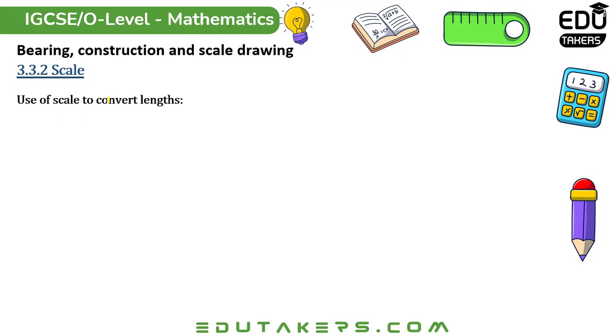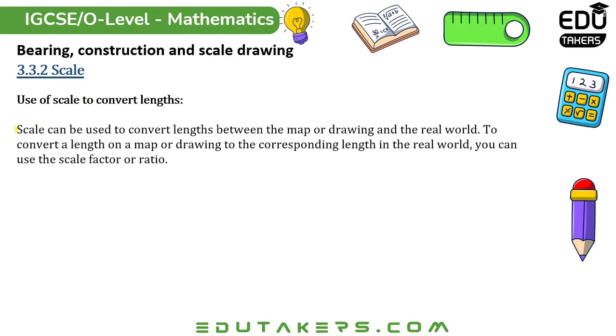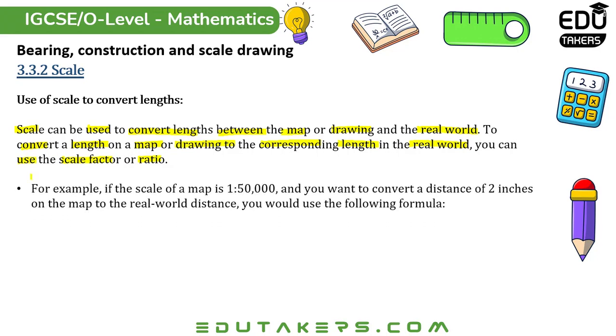Use of scale to convert lengths. Scale can be used to convert lengths between the map or drawing and the real world. To convert a length on a map or drawing to the corresponding length in the real world, you can use the scale factor or ratio. For example, if the scale of a map is 1:50,000 and you want to convert a distance of 2 inches on the map to the real world distance, you would use the following formula.